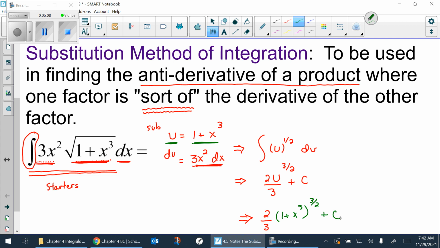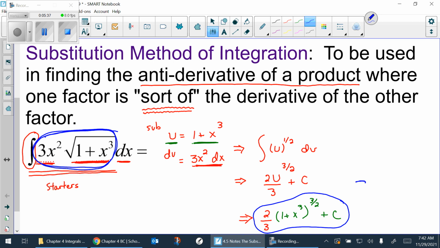Now, if I have time, I can check and make sure that that's the correct answer. What I would do is I would take the derivative of this. When I take the derivative of this, it's going to be this thing right here. And if that is the case, which in this case it would, and you can take the time to do that by pressing pause if you'd like. If you take the derivative of your answer, it should equal this. If so, you've done it right. If not, back to the drawing board.